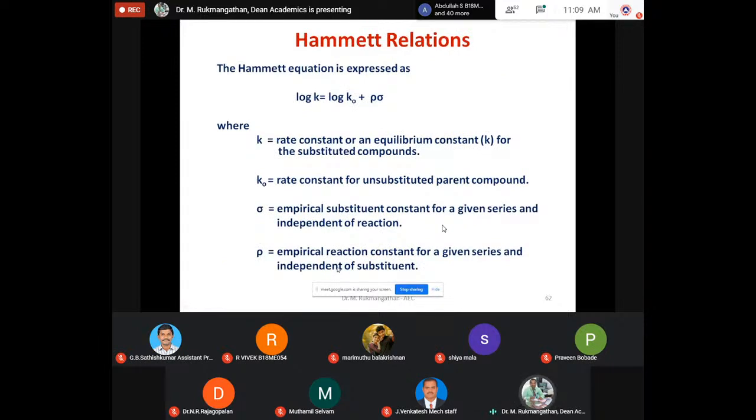The next one, the most famous and important equation in organic chemistry, is the Hammett relation: log k = log k0 + ρσ. Here k0 is the rate constant value obtained for the parent benzyl alcohol. k is the rate constant value obtained for the 10 substituted benzyl alcohols, para and meta derivatives. Here ρ is the reaction constant that we have to find out. Then σ is the substituent constant. From the literature, we can get the substituent constants for each and every one of the 11 substrates. So the Hammett relation relates the rate constant with the substituent constant.